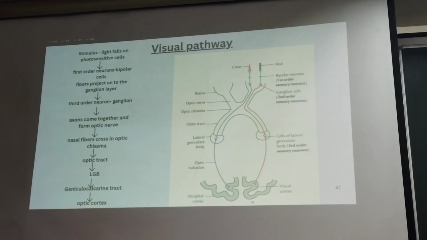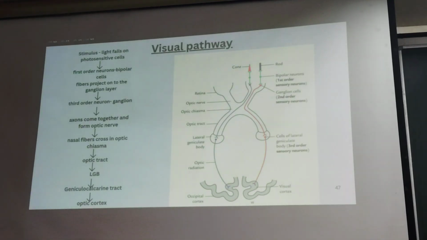Now here what happens is the fibers of the nasal side in the optic nerve will cross each other. On the other hand, the fibers on the temporal side will not cross each other, and as a result, a crossing will be formed here. This is termed as your optic chiasma. On the other hand, these temporal fibers will not cross each other and therefore will be passed on to the same side.